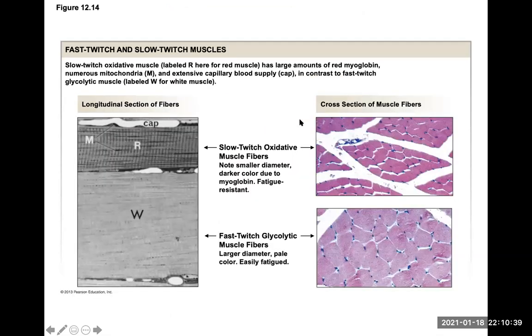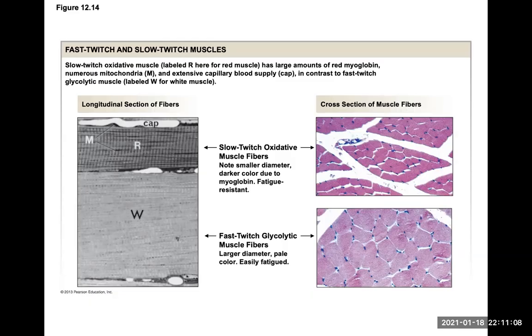Fast twitch and slow twitch muscles. This is just different types. Not super important for our review, but you've got slow twitch oxidative and fast twitch glycolytic, which just has to do with the different types of myoglobin, hemoglobin, color. They're different because they work for different things. So fast twitch muscles obviously fatigue faster, but they work faster. Slow twitch muscles fatigue slower.